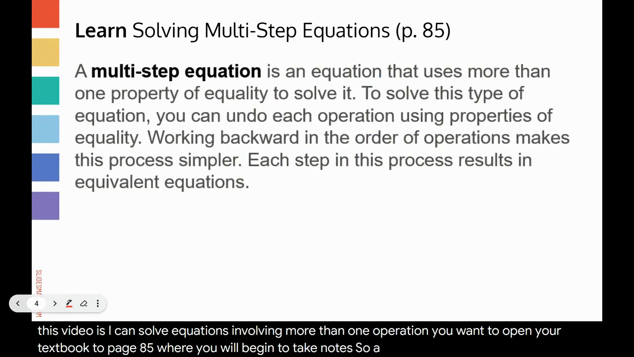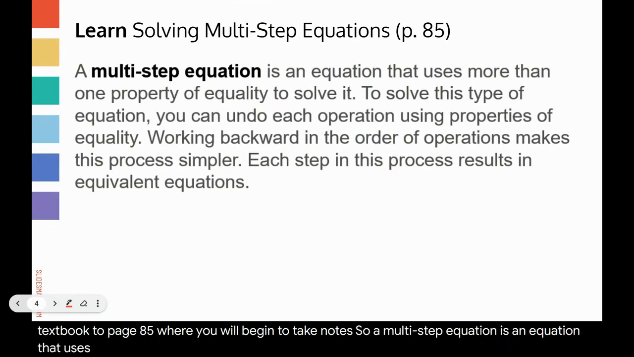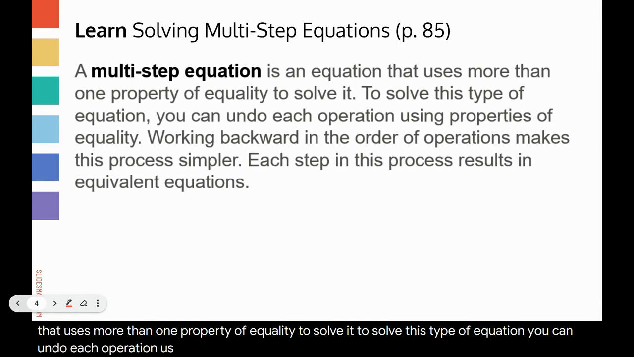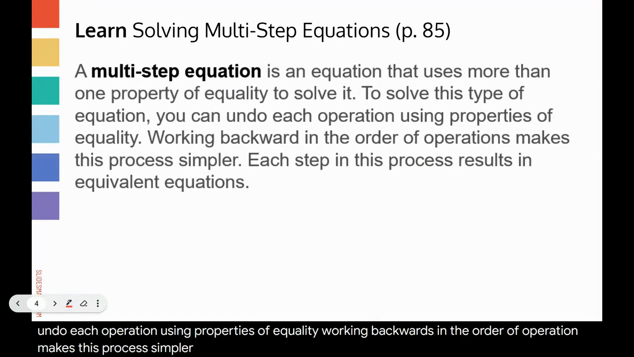So a multi-step equation is an equation that uses more than one property of equality to solve it. To solve this type of equation, you can undo each operation using properties of equality. Working backwards in the order of operations makes this process simpler. Each step in this process results in equivalent equations.